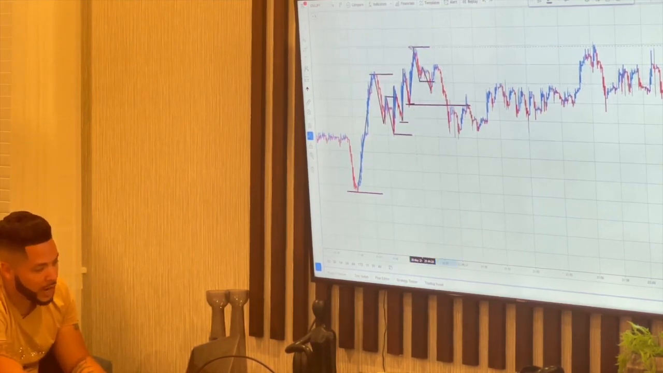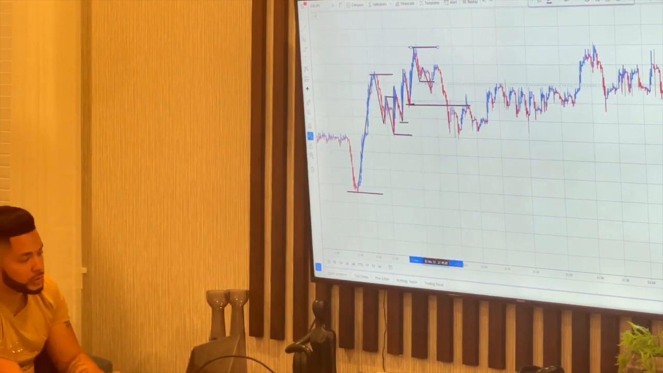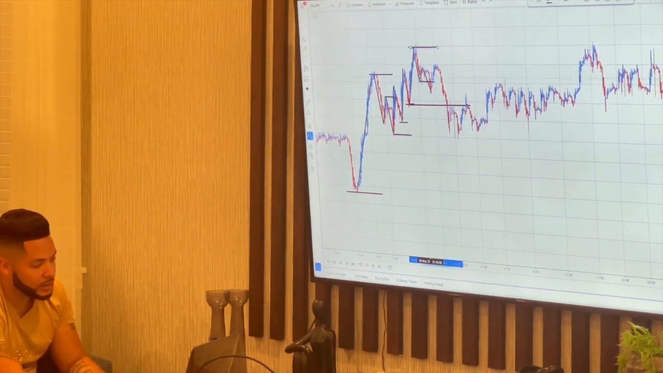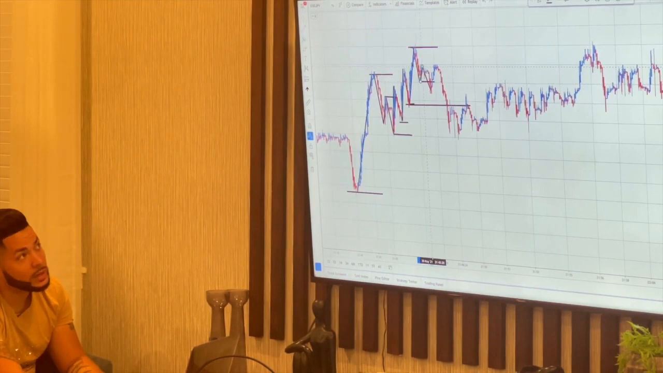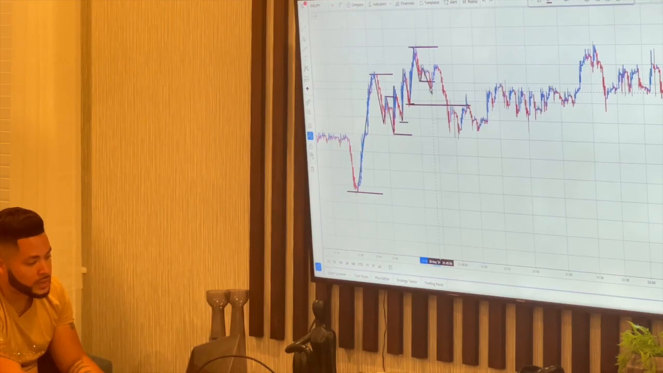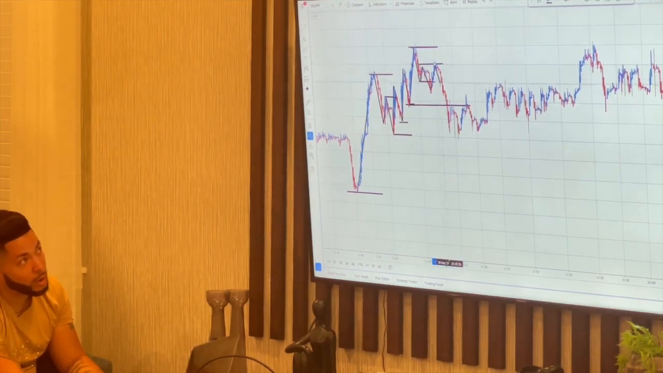Low, high. Now let's read the rules. When that market created that high, low, the market pulled back, what was the first sign of the next direction of the market? It broke the low. So now when the market pulls back to the previous what? High. To the previous high. Did it respect the high? Yes. And then where did the market go? Low. Boom. Now we have the new low.